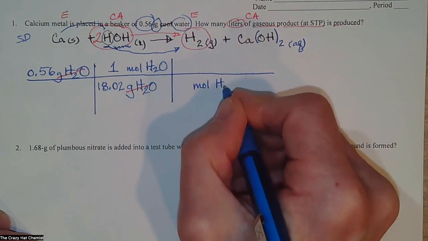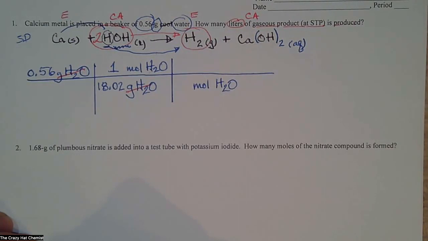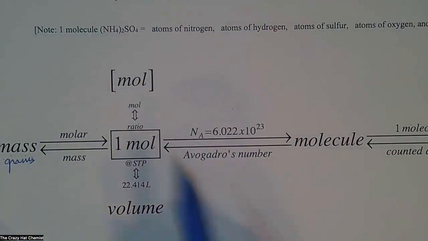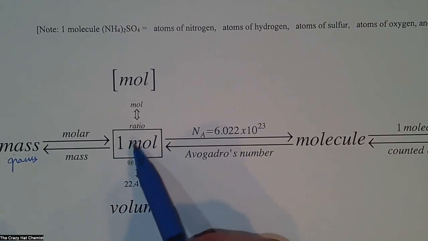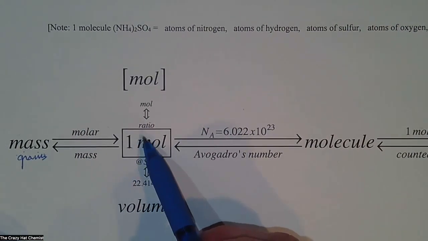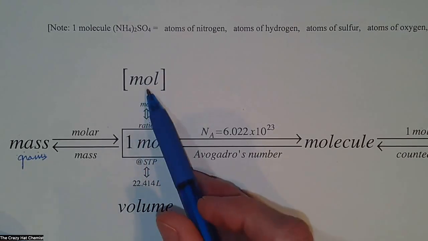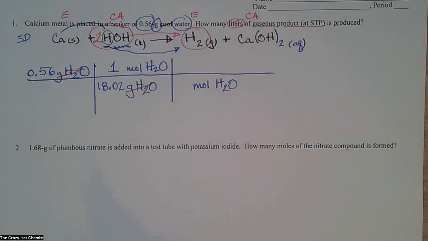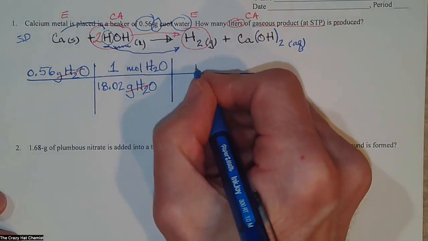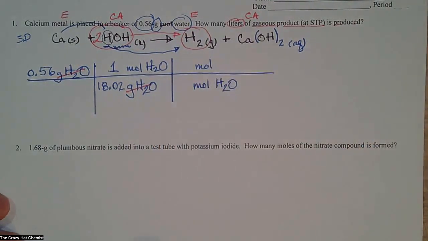So that's moles of H2O. Okay. So I'm actually right here at this portion of my flow chart. And now what I'm going to do is go up. I'm going to use a mole ratio. That mole ratio will allow me to change formulas. So I'm going to use a mole ratio, therefore moles.